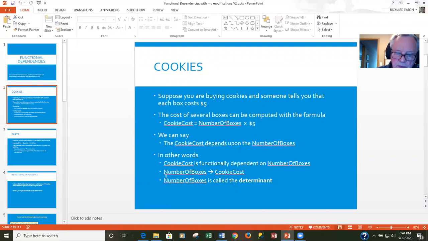Another way of expressing that that you often see in database terminology is that the number of boxes, in this right arrow means determines, cookie cost. So the number of boxes determines cookie cost. The number of boxes is called the determinant. And that's pretty straightforward. Let's look at another example.